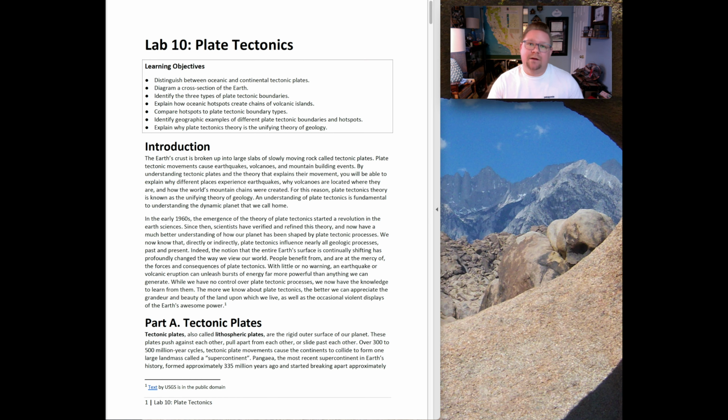Welcome to Part A, Tectonic Plates. This portion of the lab is really going to teach us about what tectonic plates are, some of the geologic history and past that can be observed and interpreted through those motions, as well as looking at some of the supercontinents that had once existed, such as Pangaea.